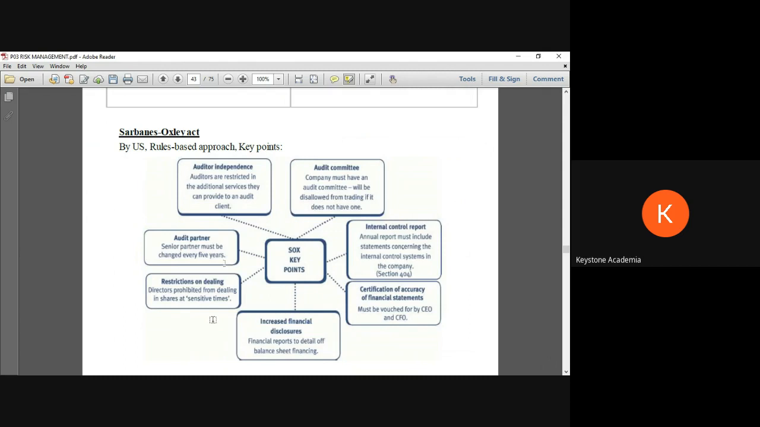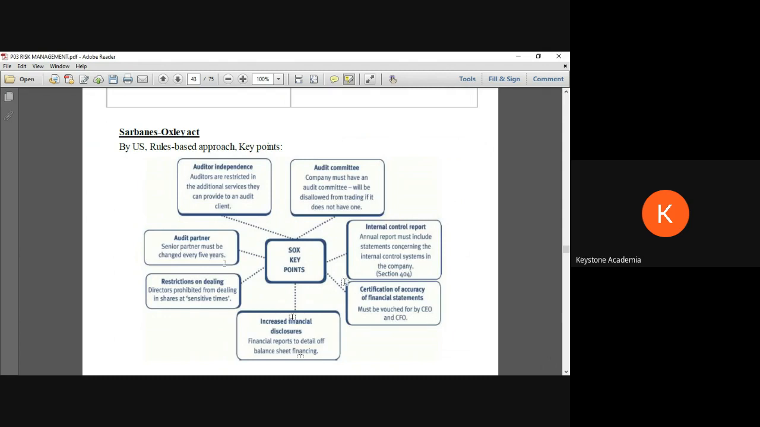Because let's say the company is going to invest in a new project which will give a very good NPV. So definitely it will be tempting for the directors and the employees to buy the shares. That will be illegal. Increase financial disclosure: financial reports to detail balance sheet financing, and sometimes integrated reporting can also come in, but not part of it now.